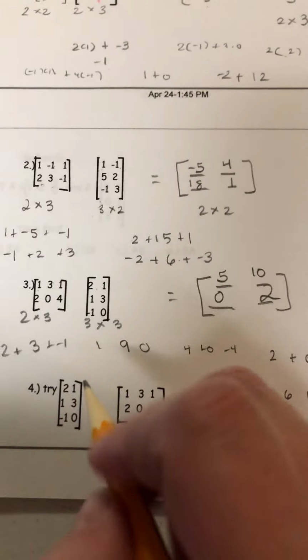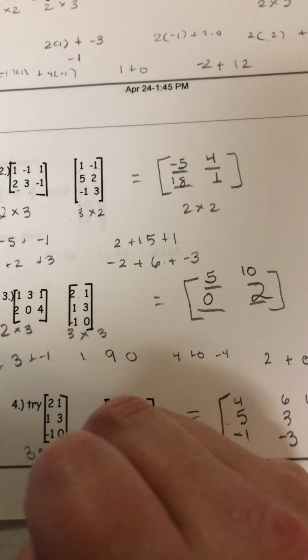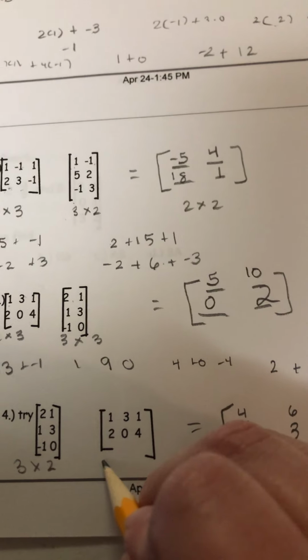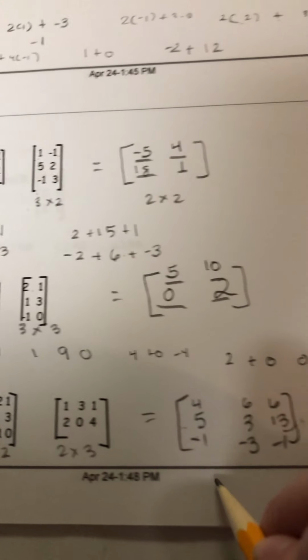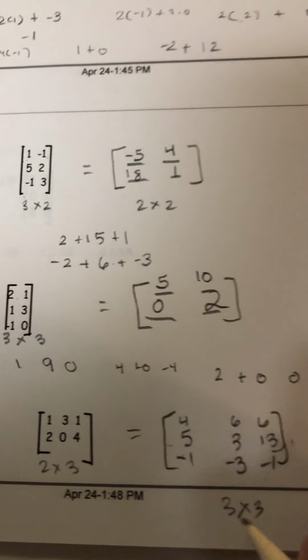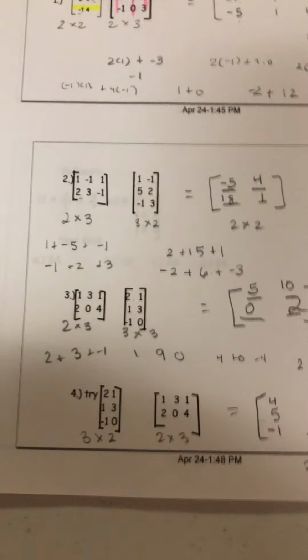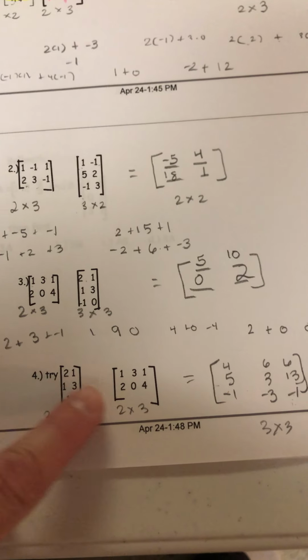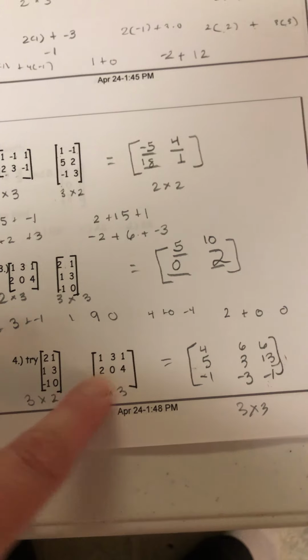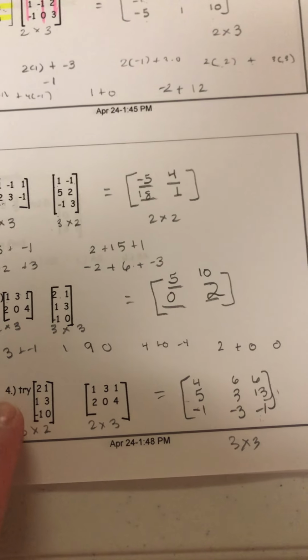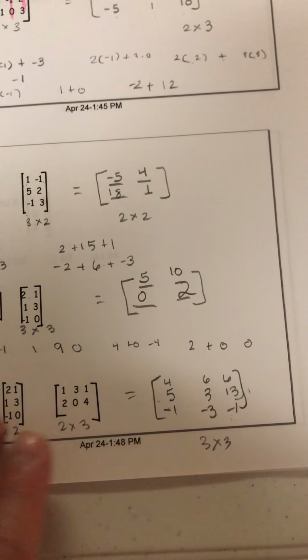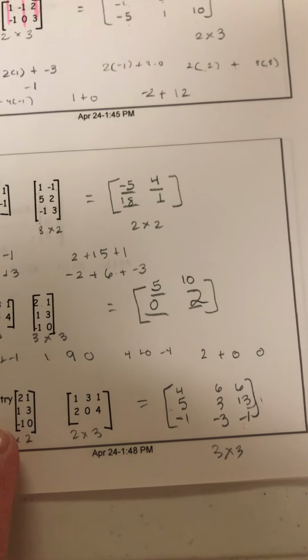So if you did it correctly, you would get something like this. Here we have a 3 by 2 matrix, and we have a 2 by 3. So the end result should have been a 3 by 3 matrix. So again, we take 2 times the 1 is 2. 1 times the 2, and that's how I got 4. 2 times 3 is 6 plus 0 is 6. 2 times 1 is 2. 1 times 4 is 4. That's how I got the next 6. So row 1 should have been 4, 6, 6.